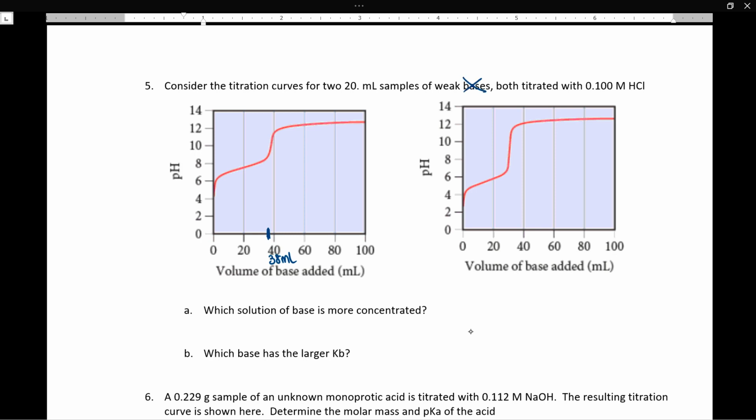Whoops, actually these are acids. I said weak bases. These are actually both weak acids. Whoopsies. This one took about 38 mils of base to neutralize, whereas this one only maybe took, it looks like only took about 30 milliliters of base to neutralize.